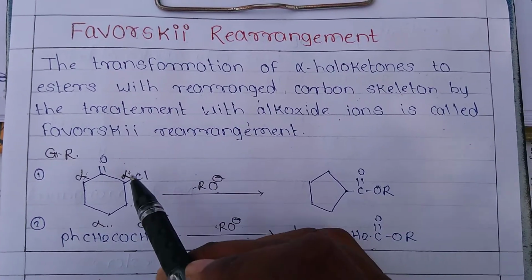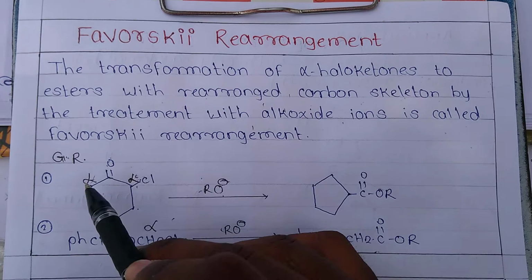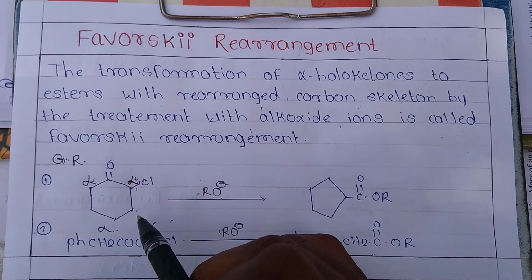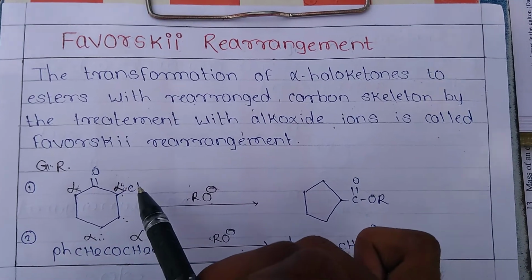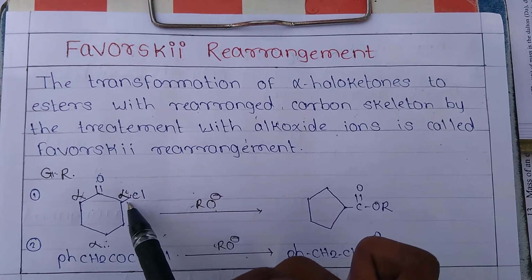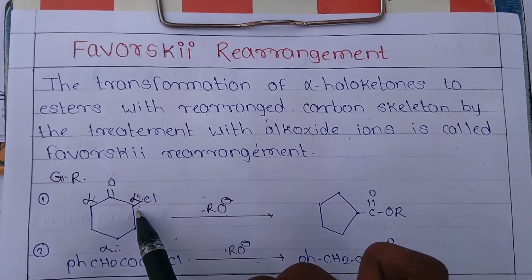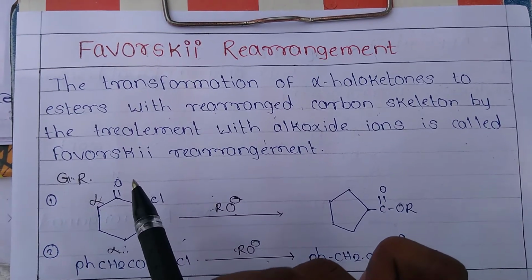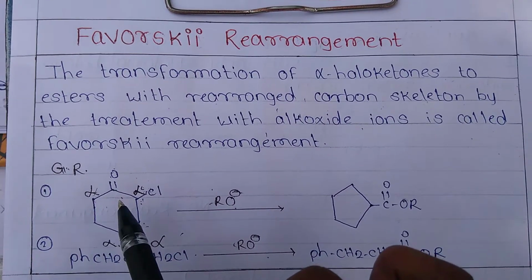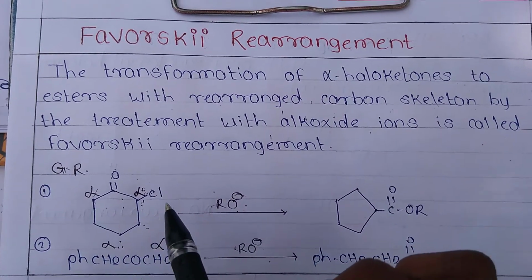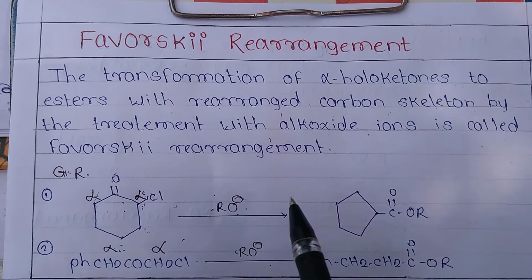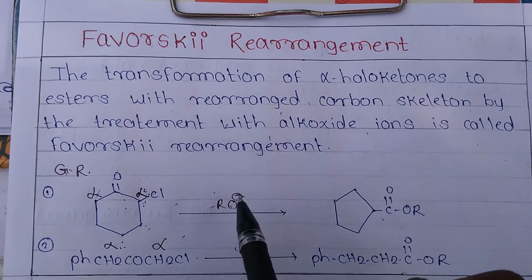Transformation of alpha haloketones, that means these are two alpha positions, these are two alpha, beta and gamma. So alpha haloketones means a halogen atom is attached to the alpha position, that means the alpha carbon here. And the transformation of alpha haloketone in the presence of alkoxide, that means RO minus, is converted into the ester. It is called the Favorsky rearrangement.